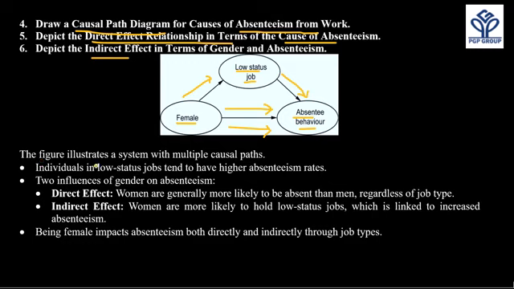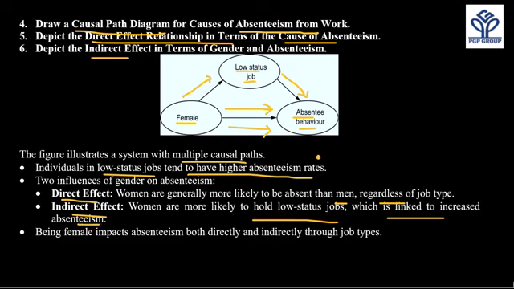You can see here the figure illustrates a system with multiple causal effects. Individuals in low status jobs tend to have a higher absenteeism rate. This is a concept. So there are two relationships we are deriving from this: one is a direct effect and the second one is the indirect effect. So what is the direct effect? Women are generally more likely to be absent than men regardless of the job. Whatever the job could be, they are more absent from the job. The indirect effect is that women are more likely to hold low status jobs. So we are bringing in another variable here, low status jobs, which is linked to increased absenteeism. So this is the concept.